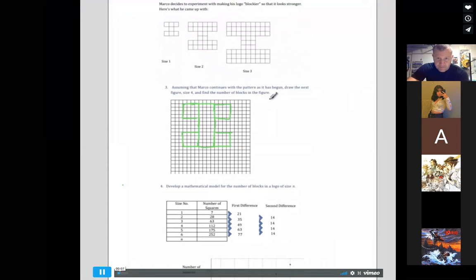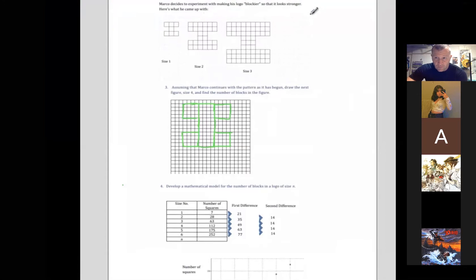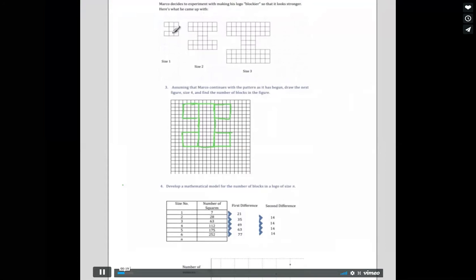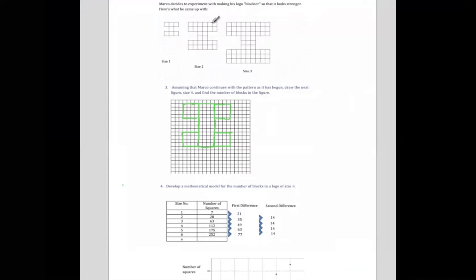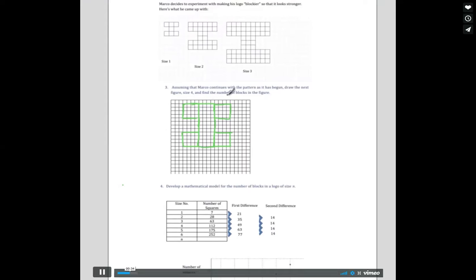So, first of all, it said Marco decides to experiment with making his logo blockier so that it looks stronger. And so here's what he came up with. This was size 1, looked very similar to last time, but size 2, as you see, it's fatter all the way around, as well as size 3. So assuming that Marco continues with the pattern as it has begun, draw the next figure, size 4, and find the number of blocks in the figure.